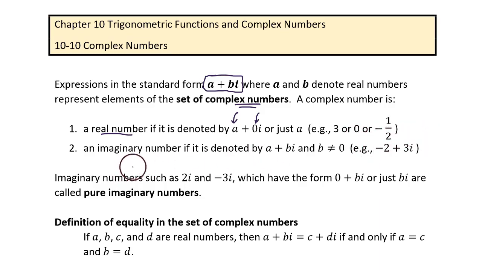The second type of complex number is called an imaginary number. And it has this format, but the letter b is not a 0. So one example of an imaginary number is -2 plus 3i. This number in this format is called an imaginary number. It is not a real number. It cannot be located on the real number line.